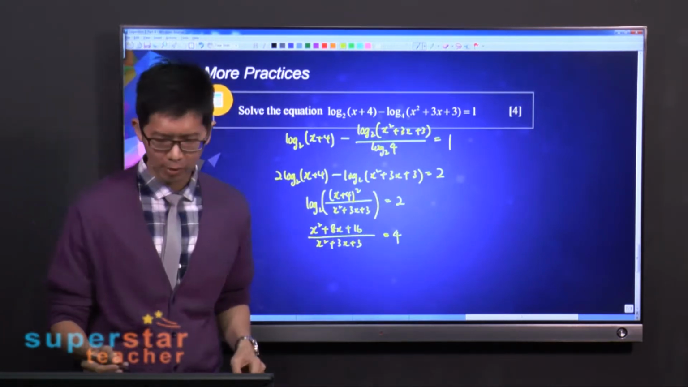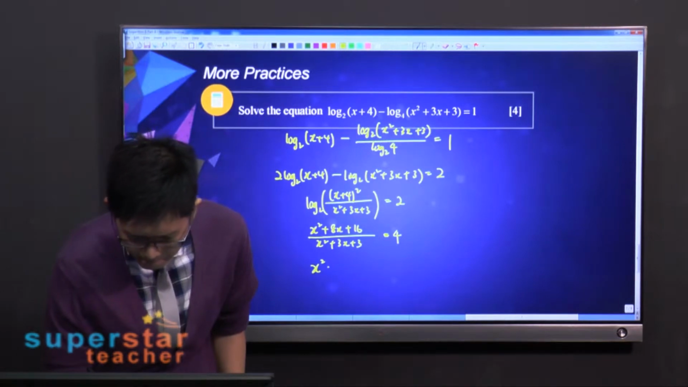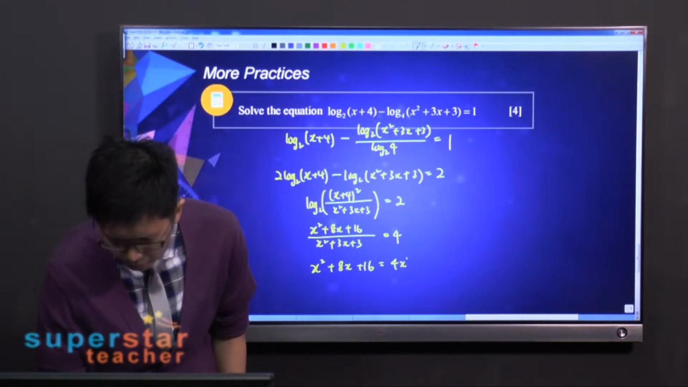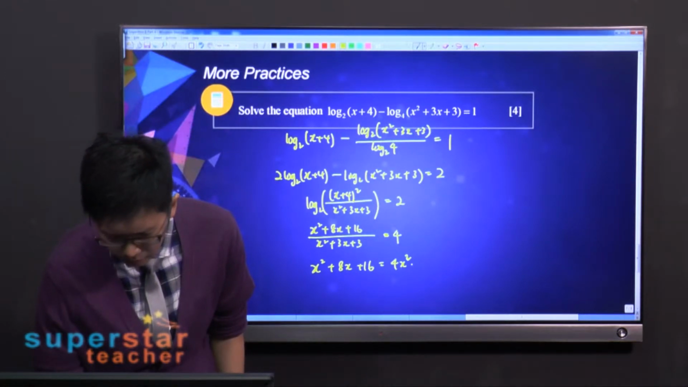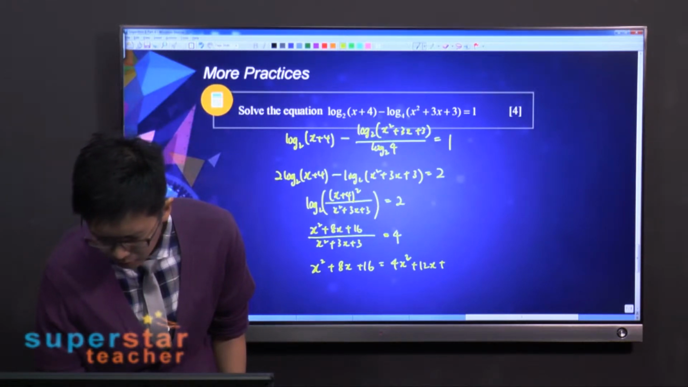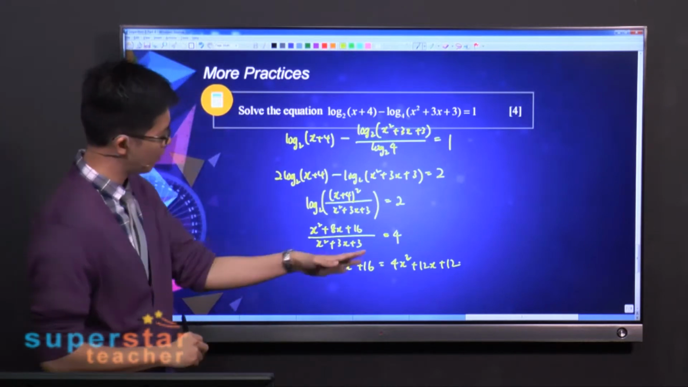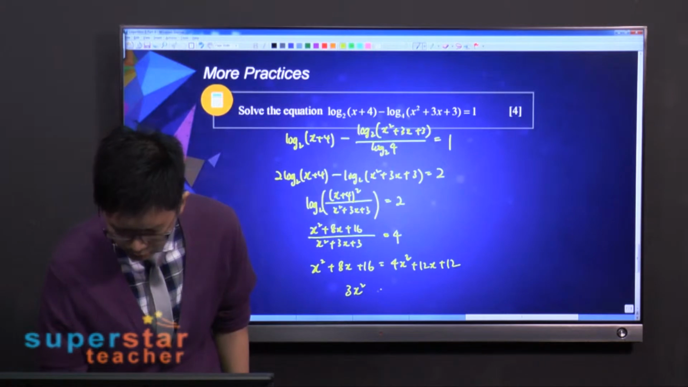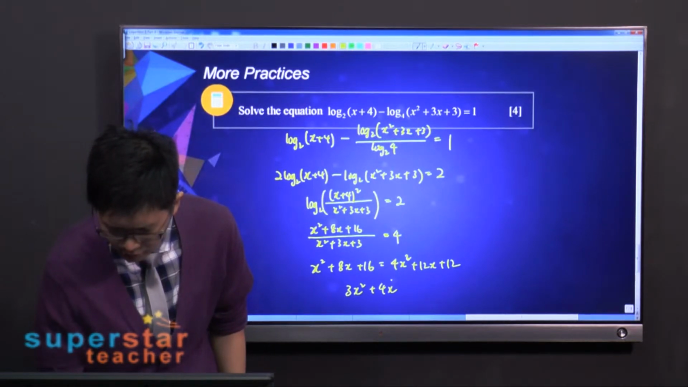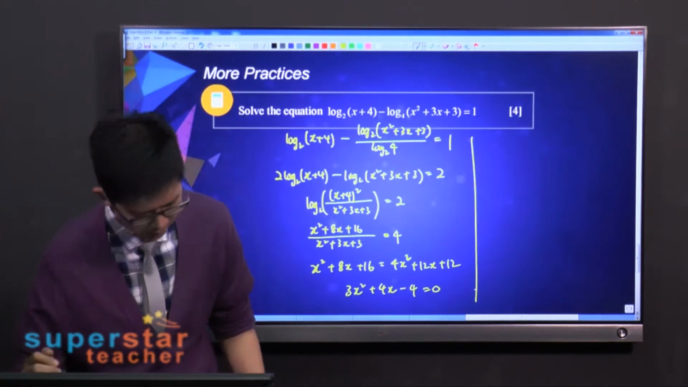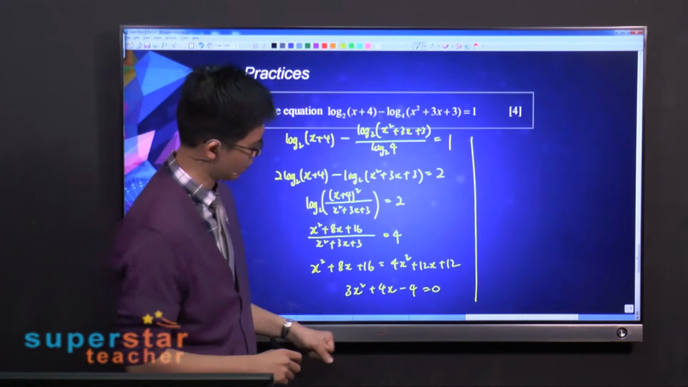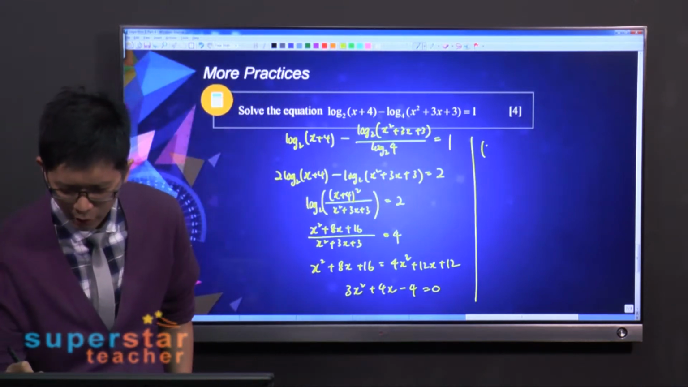So just do a cross multiply, for x squared plus 12x plus 12. Of course, shift everything over to one side. So I'm going to end up with 3x squared plus 4x minus 4 equals 0. Is 3x squared plus 4x minus 4 factorizable or not? We try.